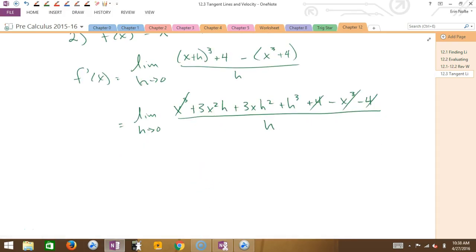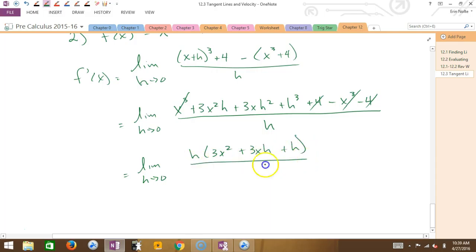You kind of see where this is going every time. Yeah, like every time you use the difference quotient, all of the things that don't have an h in them cancel out. And then I have to pull an h out of everything. And then my h's cancel. Okay, so bottom line of the difference quotient, your second to last step is always going to be canceling out the h.